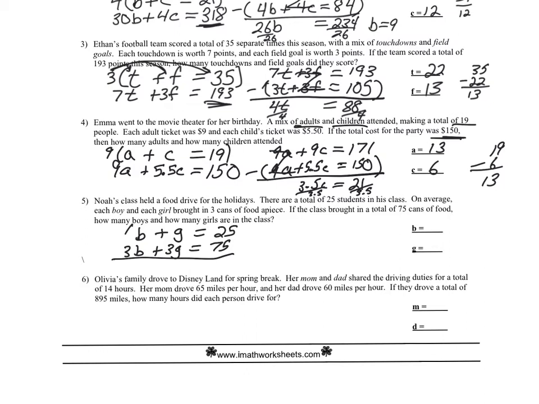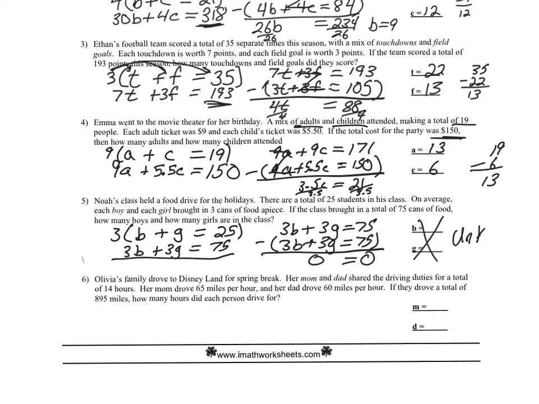So, in order to match, I want to multiply by 3. So I get 3b plus 3g equals 75. And my original was 3b plus 3g equals 75. So no matter what I do here, if I subtract, everything's going to zero out. I'm going to get 0 equals 0. That means we cannot figure out how many boys or girls. We don't have enough information. Unknown. Okay, you run into that sometimes where everything wipes itself out.